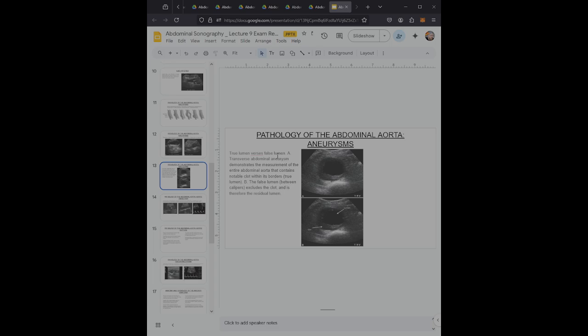So here you have a true lumen versus a false lumen. True lumen, false lumen. And if we have a false lumen, between the calipers it exposes the clot.